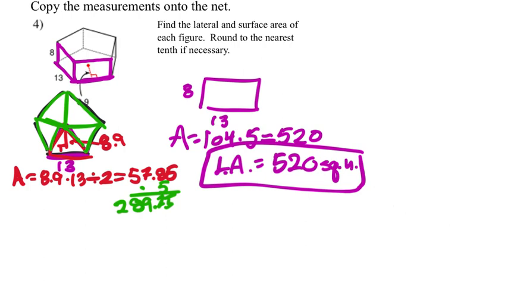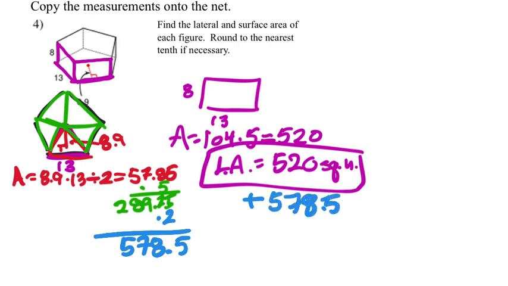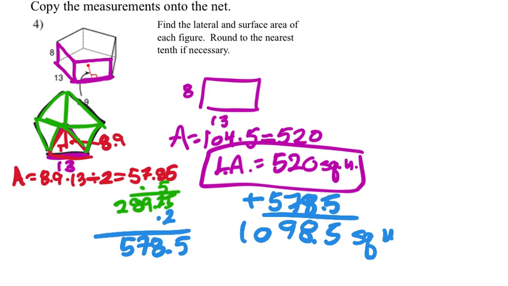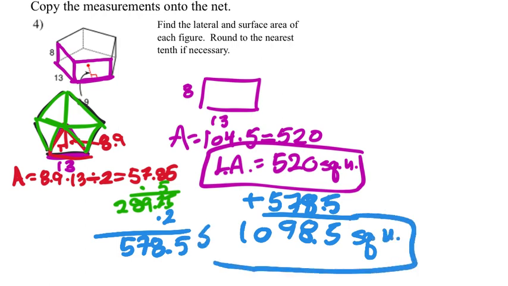Of course, we do have 2 of those pentagons, so I'm going to multiply that by 2. And that will tell me the total area of the pentagons. So let's go and multiply that by 2 then to get 578.5 square units. And again, that's just from the pentagons right there. But I need to add that to the 520 square units from the lateral surface area. So 578.5, let's add that in. There's a 5 and an 8, 9, 1098.5. Again, that's in square units right there. And that would be the total surface area on this one.